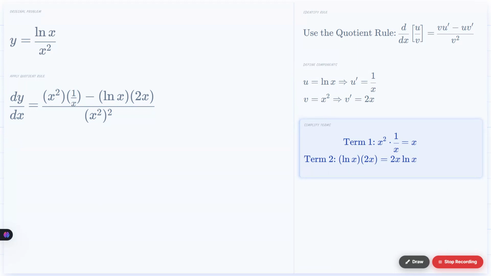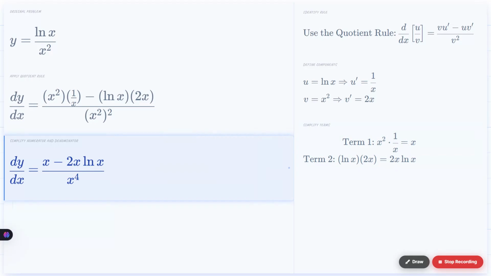We simplify the top parts by multiplying them together. We do this to make the expression shorter and easier to read. Multiplying x squared times 1 divided by x gives us x, and multiplying natural log of x times 2 times x gives us 2 times x natural log of x.